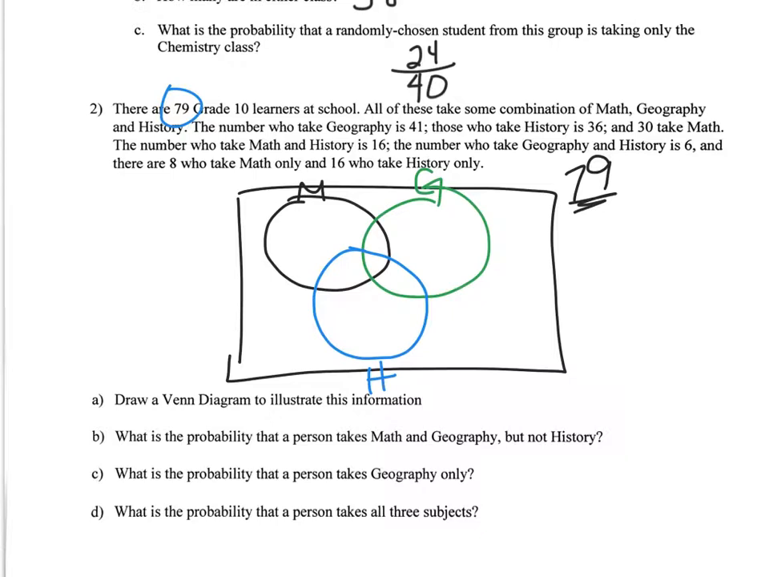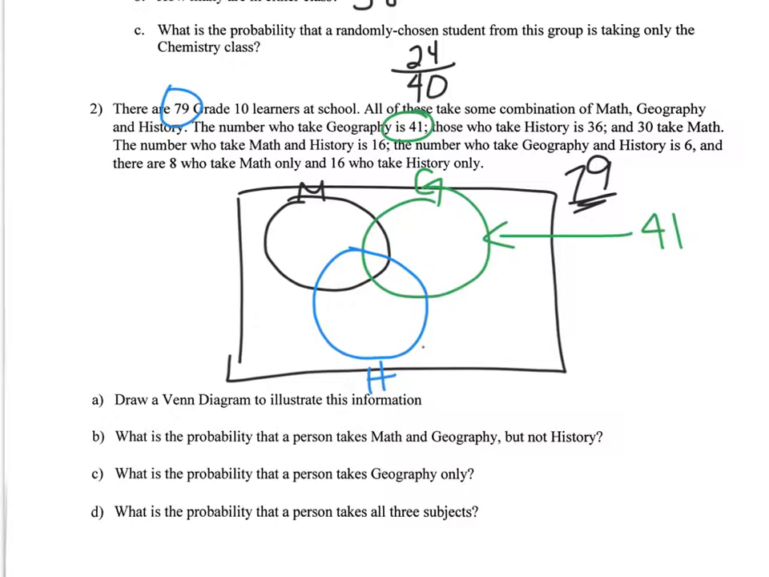So the things that they give us is people taking geography is 41. That's the total that's going to go in there. But I don't know how much are in these little spots. This little spot here is all taking all 3 classes. This little spot here is math and geography. This little spot is math and history. And this little spot is geography and history. So what you need to do is try to create this. There's lots of information that they give us and nothing is useful just yet.